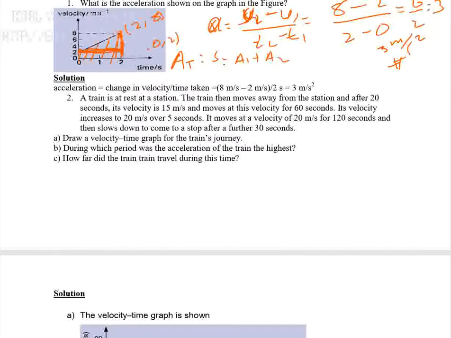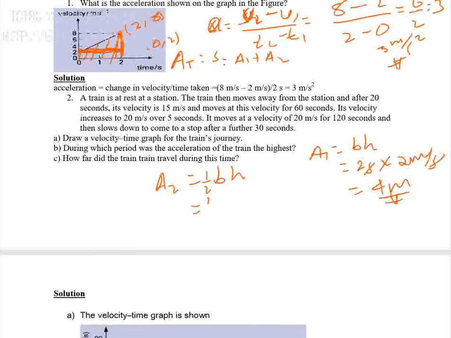The answer is similar. Therefore, for area 1, for rectangle 1, area 1 is equal to base times height, and the base is from 0 up to 2, it's 2 seconds, times the height, from this up to this, which is 2 meters per second. Second is cancelled by second, and 2 times 2 is 4 meters. And for area 2, it's a triangle, therefore 1 over 2 base times height, and the base is how much? From this up to this, it is what?